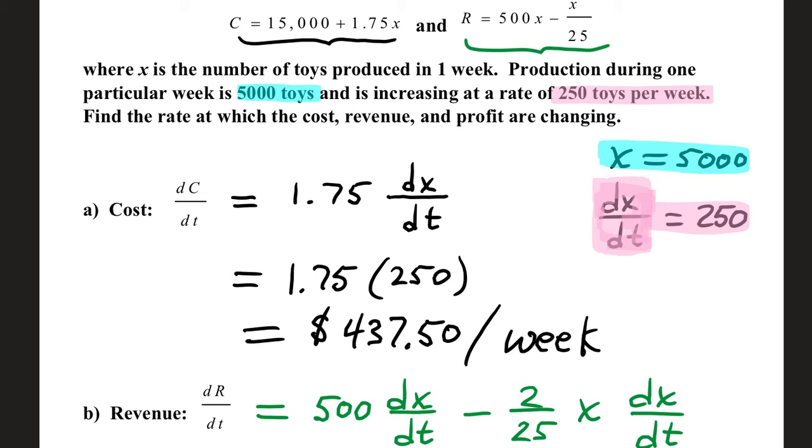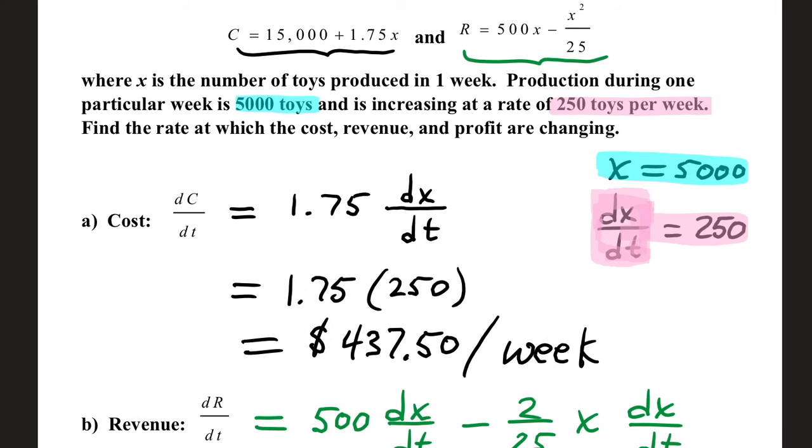For a change in revenue, we take the derivative of our revenue function. That's the one at the top right of your screen. The derivative of our first term is 500, but because it has an x, we have to remember dx dt. Our second term has a derivative. Now remember, there's an unwritten 1, so it has a derivative of negative 2/25 x, and we have that right here at the bottom right. Because this term also has an x, we give it a dx dt.